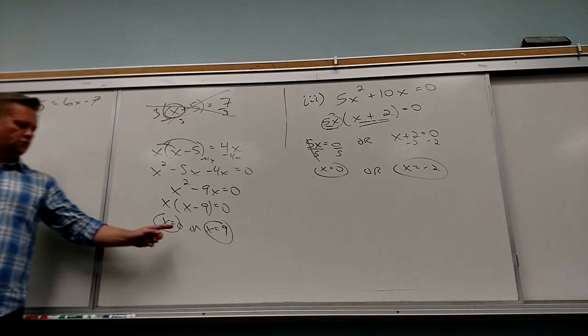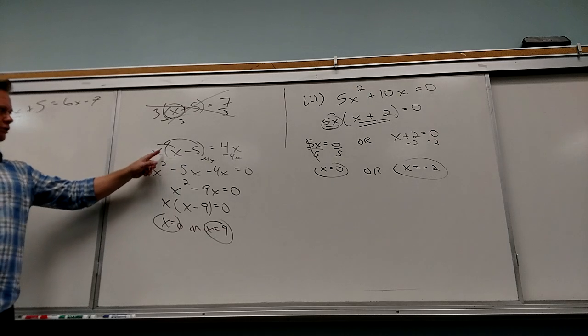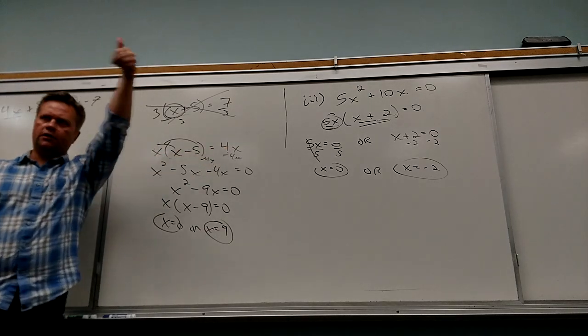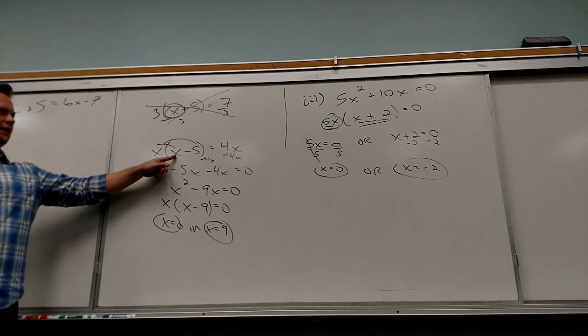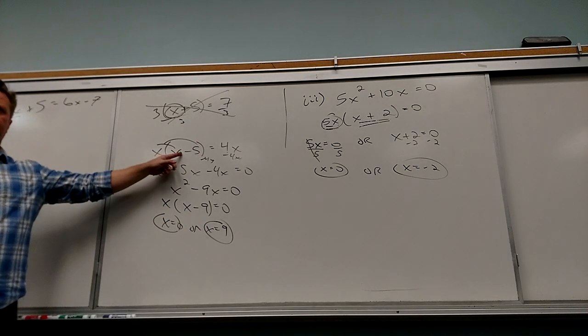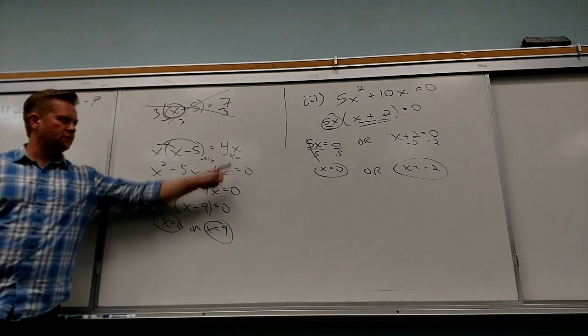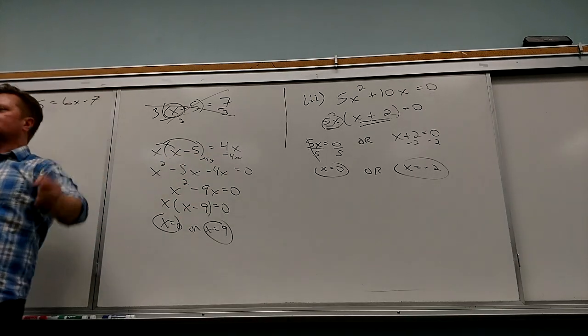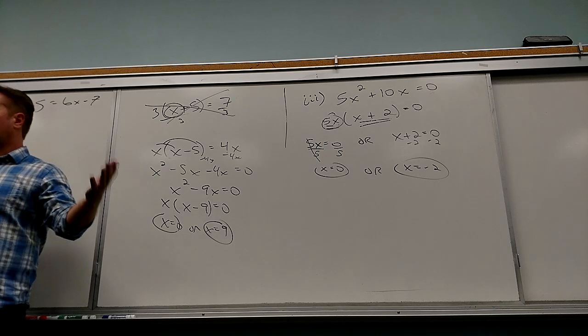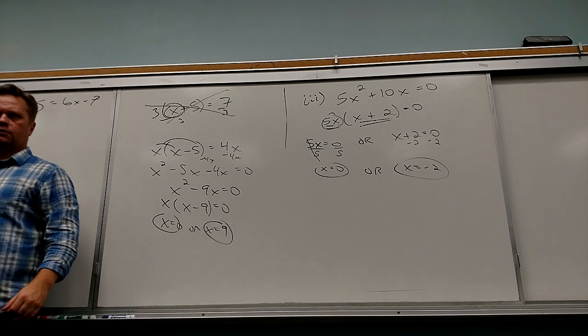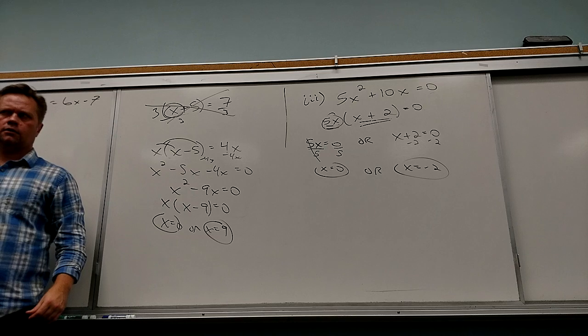How you check it, you put a 0 back at the beginning. 0 times who cares is 4 times 0 is, yay! So 0 equals 0. Put a 9 in. 9 times 9 minus 5. So 9 times 4 is 36. 4 times 9 is 36. 36 equals 36, yay. So you check it like you always would. Right? Okay, maybe.